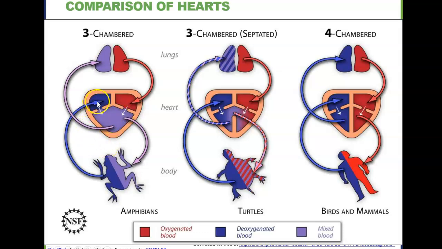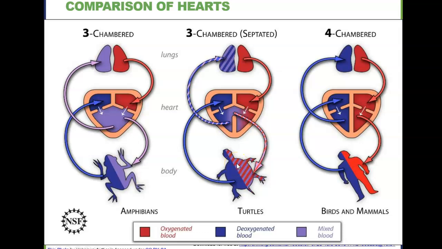So for the amphibian, we see that deoxygenated and oxygenated blood returning from the lungs is going to mix in the one ventricle, and we're going to send that out to the amphibian's body, and therefore it's not as completely charged with oxygen as it potentially could be. Remember, amphibians have other mechanisms for obtaining oxygen that they need, so it's not as big of a problem.